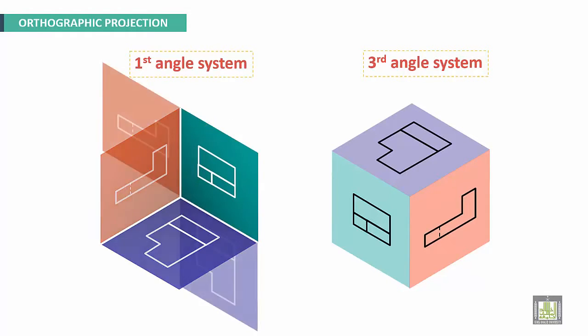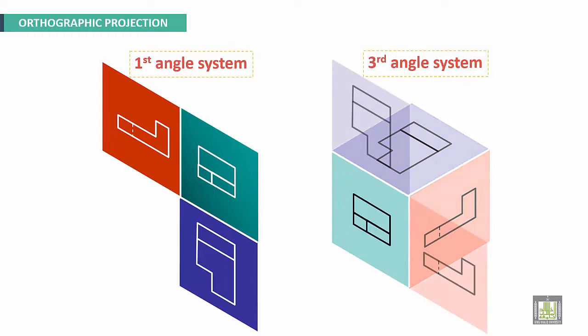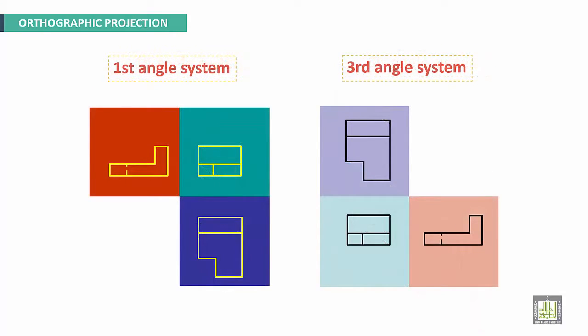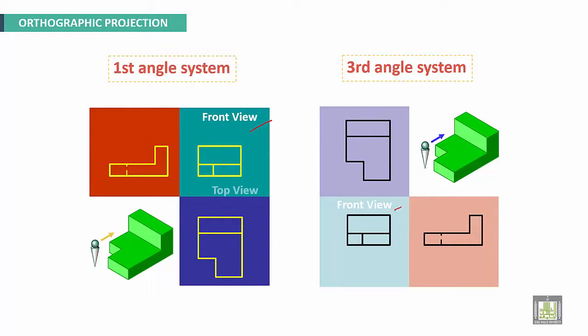This is 2D presentation. Same for third angle system. This is 2D representation. With more details, here the difference between first angle system and third angle system when projected on 2D representation. This is the front view in the first angle system. This is the front view in the third angle system. This is the top view and this is the right side view.